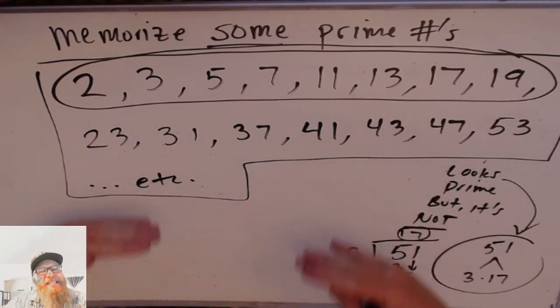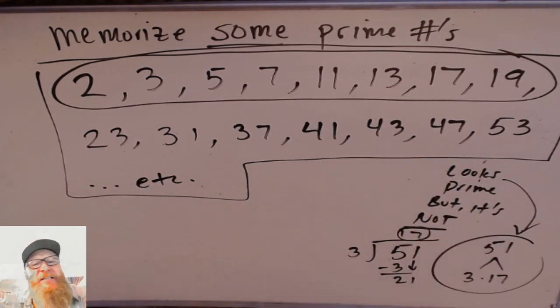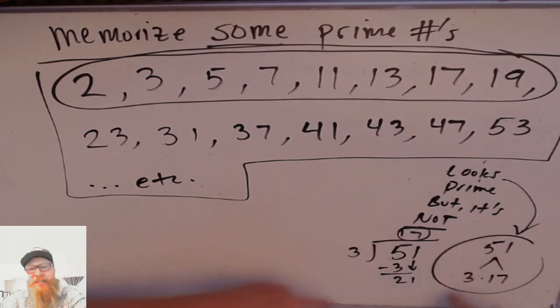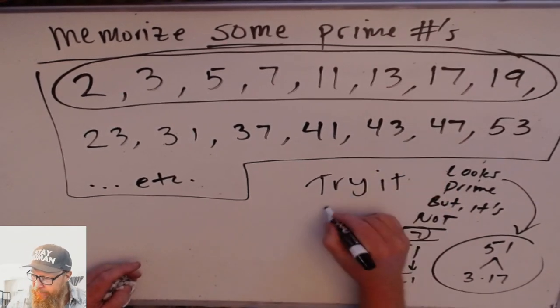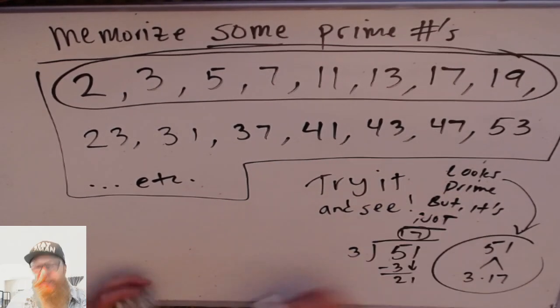As the list gets bigger and bigger, your brain slows down a little bit, and you have to start to think about whether or not the number is prime. I wish I could tell you a quick trick that would tell you whether or not a number is prime. I can't. There is no trick. You just have to try it and see. All right, that's the trick.